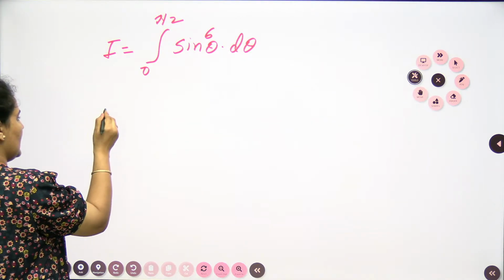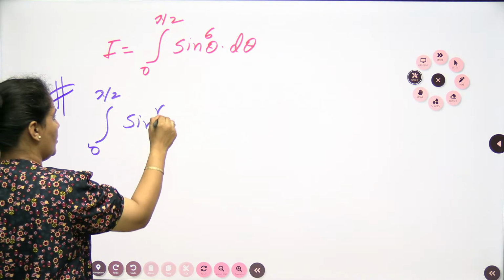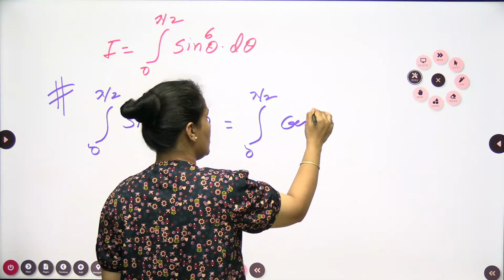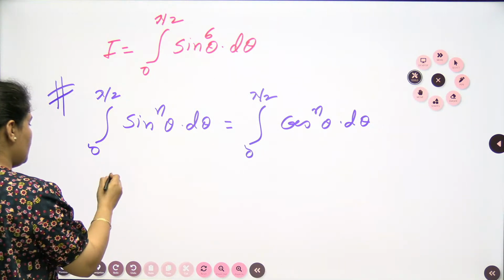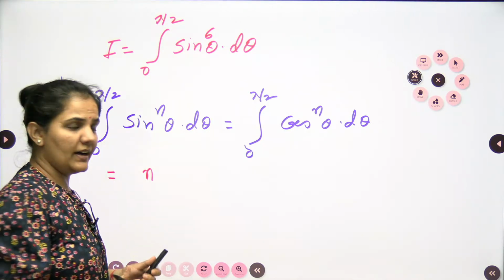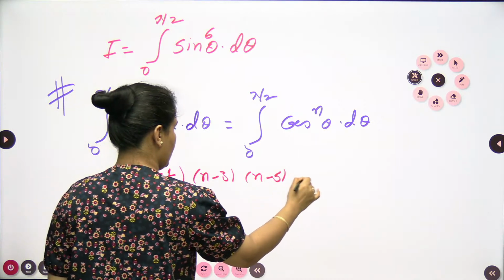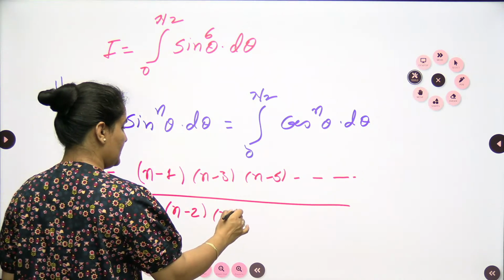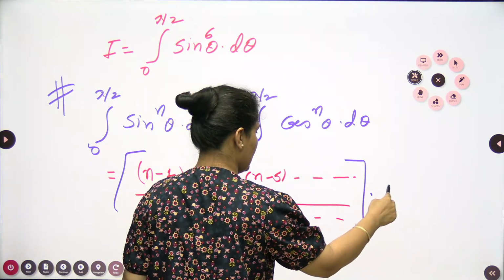For this we have a specific formula: integration 0 to pi by 2 of sine to the power n theta d theta, or if your question is integration 0 to pi by 2 of cos to the power n theta d theta, for both the functions the result is always the same. So we write down the result: all the odd terms on the numerator, n minus 1, n minus 3, n minus 5 and so on, divided by all the even terms in the denominator, n, n minus 2, n minus 4, n minus 6 and so on. And we need to multiply here with k.